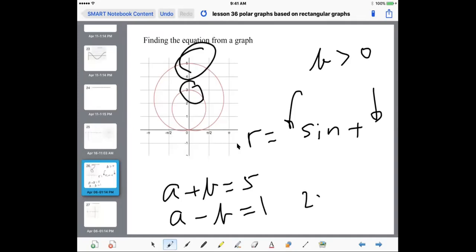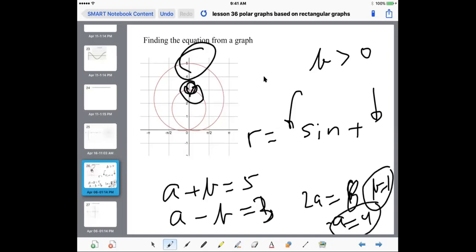So then you can get 2a is equal to 6. Wait, hold on a second. Now I got myself confused. Sorry, it's a minus b equals 3, because that's kind of this low point. So 2a equals 8, a equals 4, b equals 1. So that's like a sneaky trick for figuring out. Just based on these two peaks, you're able to figure out a and b.